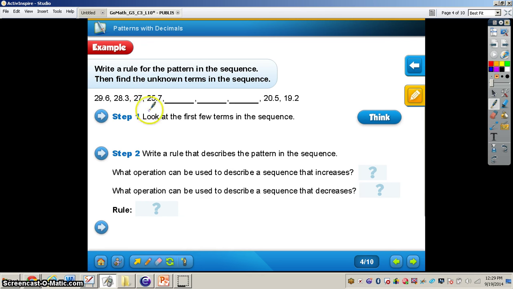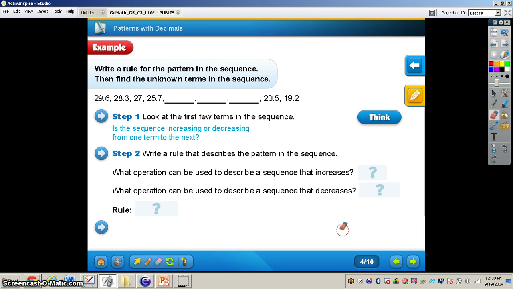Now, what we need to do, first of all, is look at the first few terms in the sequence. Now what we want to think is, is the sequence increasing or decreasing from one term to the next? Now we can see that 29 and 6/10, and then 28 and 3/10, and then 27, then 25. We can see that the numbers are actually decreasing. They are decreasing in their value. So some things that we need to think about.